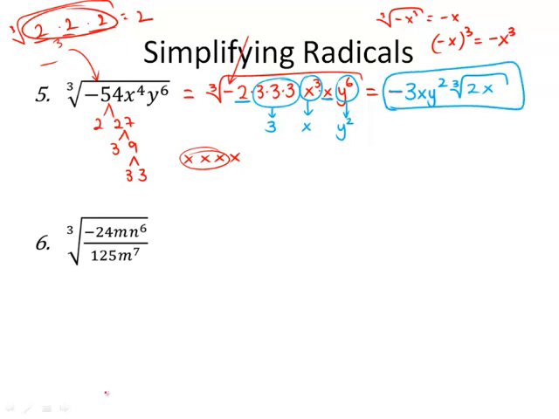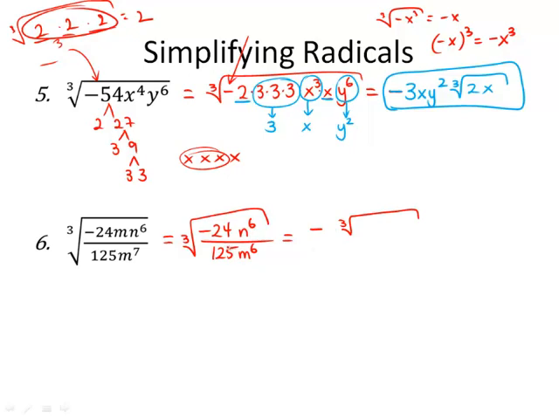Let's continue. Here we've got a fraction we should simplify first before we do anything. 24 and 125 do not have any common factors, so we need to leave those as is. However, m and m to the 7 can simplify to be nothing over, or 1 over m to the 6, which then you have n to the 6 and m to the 6. We're cube rooting a negative, so that leaves a negative up front. And we can split the root over the top and the bottom.